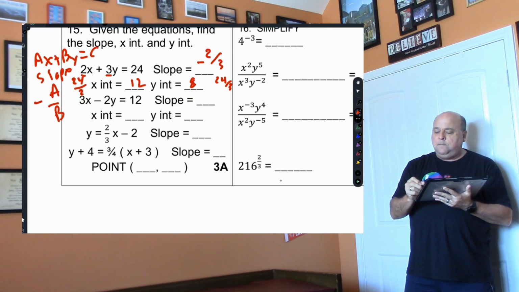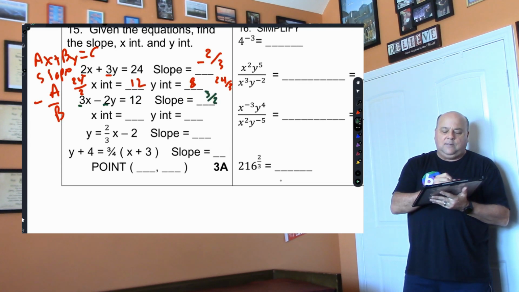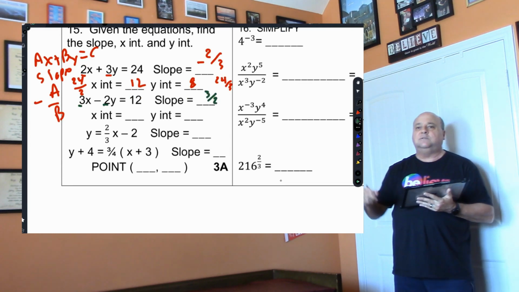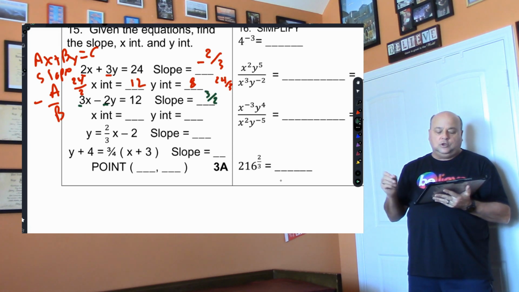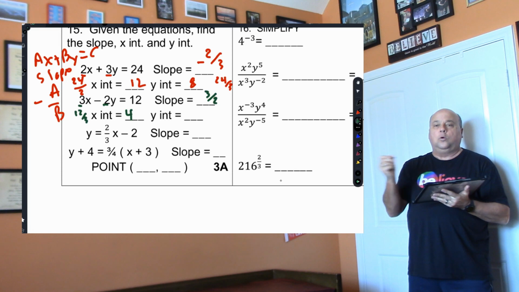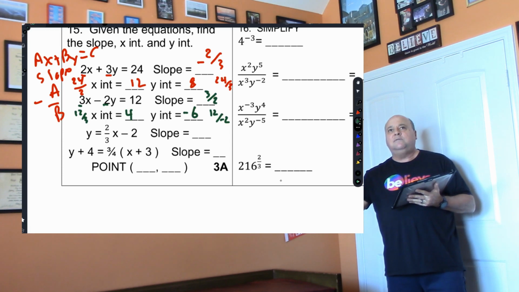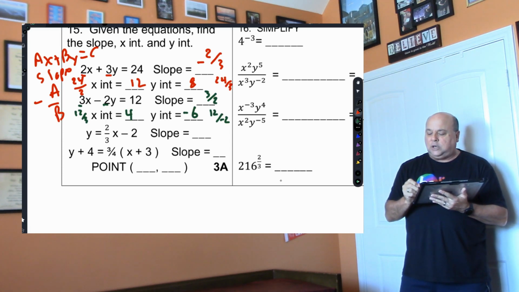Let's go to the next problem. I'm going to change colors here. The 3 and the 2 will form my slope, so I'm going to put 3 over 2. The opposite of a minus is a positive. So my slope is 3 over 2. My x-intercept is going to be 12 divided by 3, which is 4. My y-intercept will be 12 divided by negative 2, which is negative 6. Piece of cake. You must remember these shortcuts here.